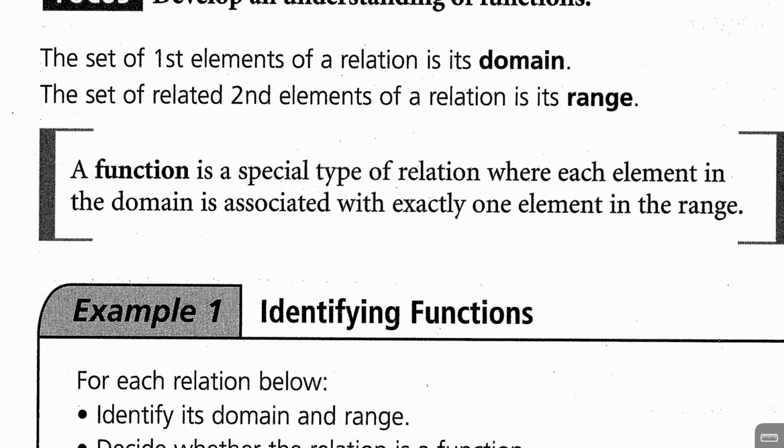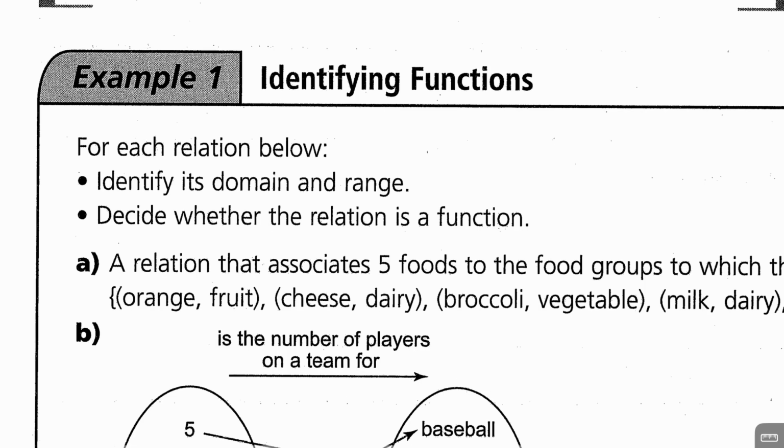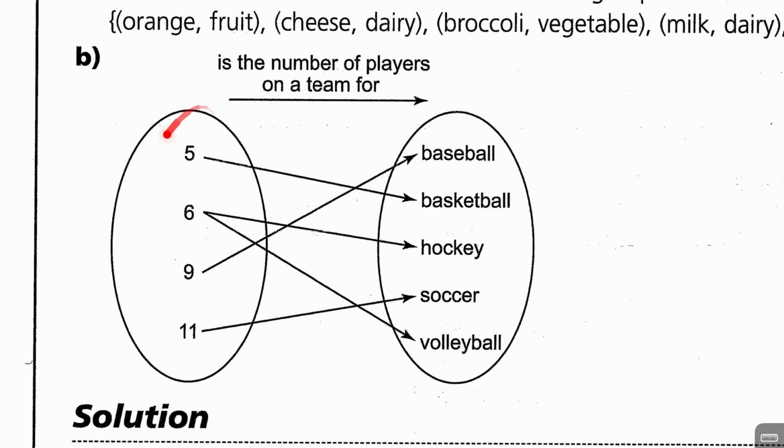So function is a special type of relation where each element in the domain is associated with exactly one element in the range. So this is very important. Let's look at the example. This is my domain, this is my range. 5 is associated to basketball. 6 is associated to hockey and volleyball.